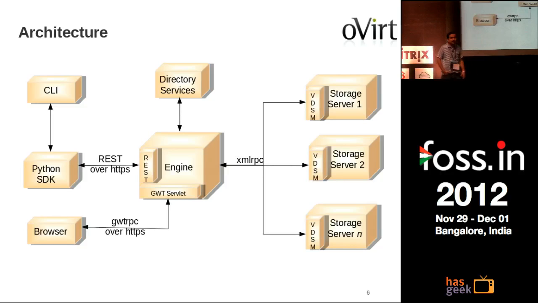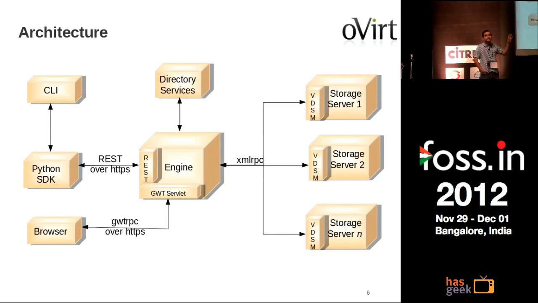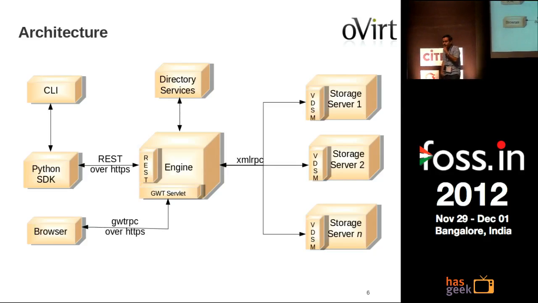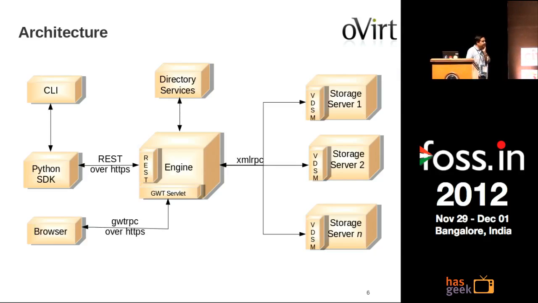So the whole browser-based UI is developed on top of Google Web Toolkit, and it interacts with engine through GWT RPC over HTTPS. At the same time, engine also exposes a REST API for all the functionality that it supports, and that can be consumed by any HTTP client. REST being pretty generic in nature, one could consume it using any HTTP client. It could be your browser or a curl kind of command line tool.